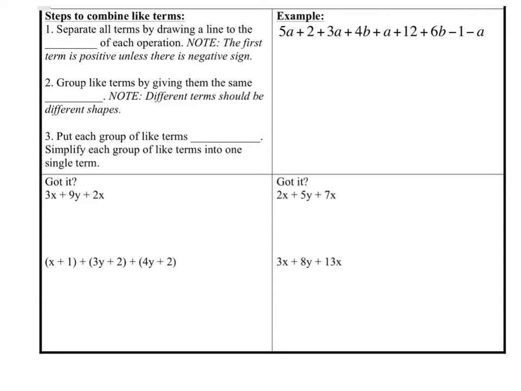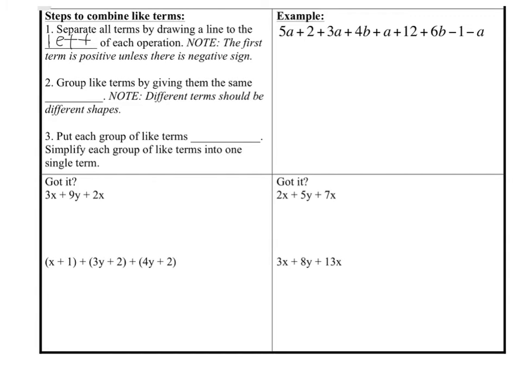So when we simplify expressions, we're going to do that by combining like terms, and we're going to follow these 3 simple steps. Step 1 is we're going to separate all terms by drawing a line to the left of each operation. And when I say operation, I mean addition, subtraction, multiplication, or division. And note, the first term is positive unless there is a negative sign. So here's our example. We'll go ahead and do that step.